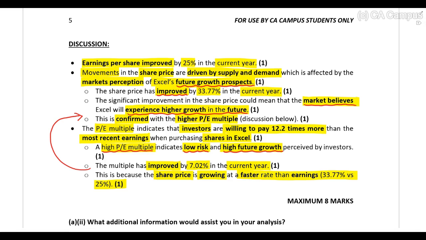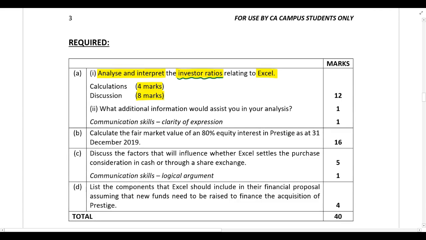Okay, let's just jump back to the required. We've answered part 1 of A. We now need to answer part 2. What additional information would assist you in your analysis? And this is only for 1 mark. All right, so if you could have any additional information, what additional information would you want to have which would help you in your analysis over here?